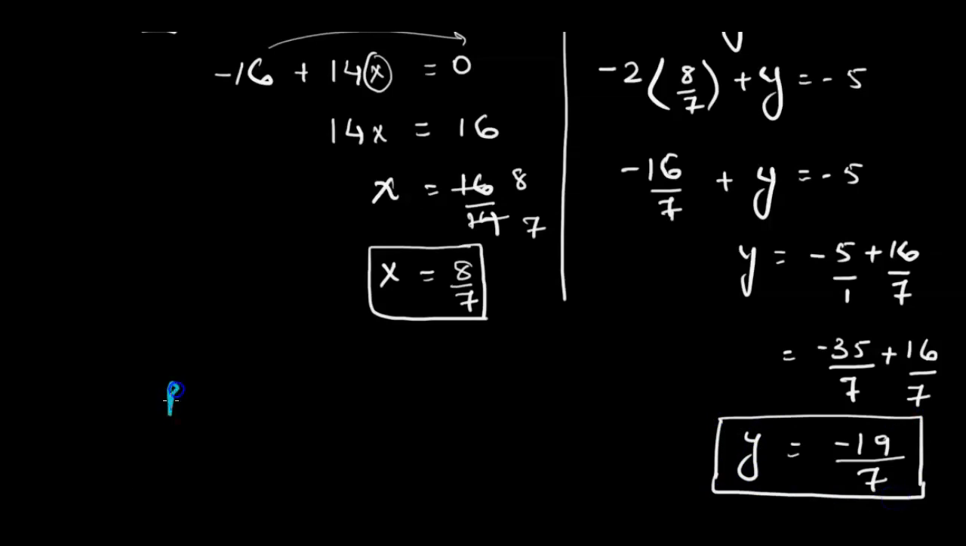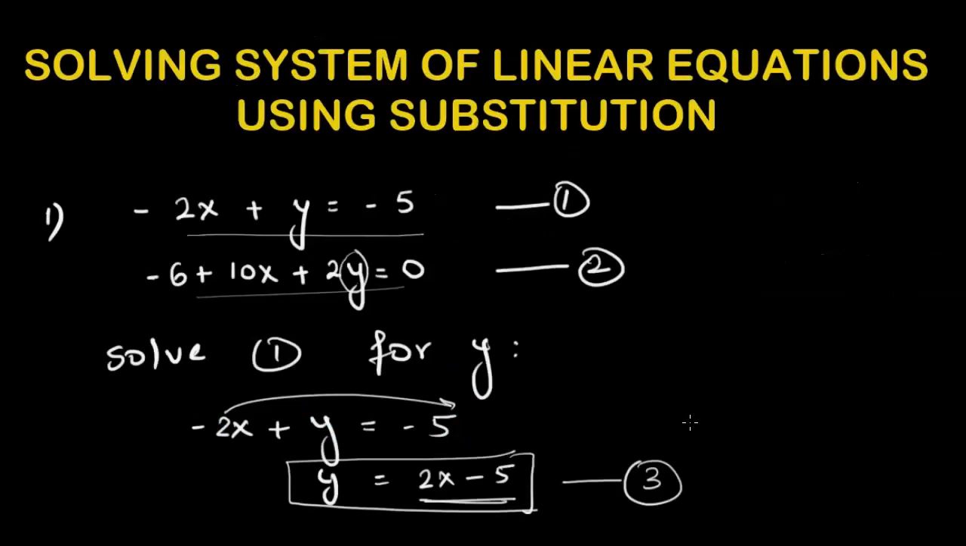Therefore, the final answer is that the point of intersection of these two line equations is 8 over 7 and negative 19 over 7. If you use a calculator, you will get decimal numbers. You can either get decimal numbers or you can do it in fractions without using a calculator. Let's quickly summarize the steps of substitution.